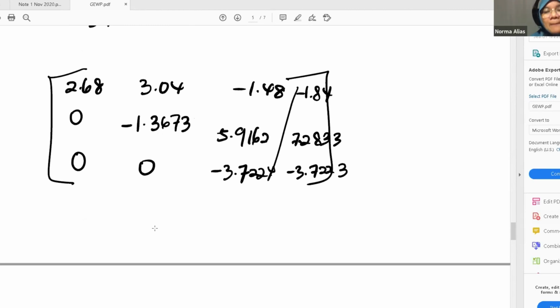All right, so now press your calculator. Please get your calculator. Where is my student? Please get your calculator. Use your calculator. Equation 3. Put A1 is 2.68, B1 3.04, C1 negative 1.48. All right. A2 0, B2 negative 1.3673. All right, and then follow the rest.